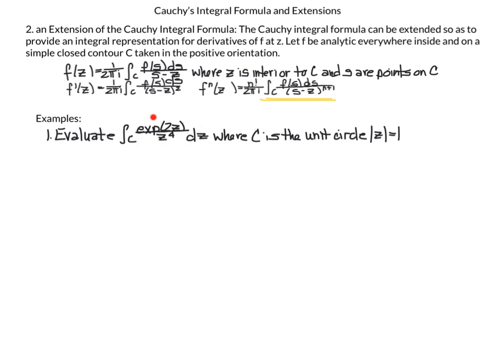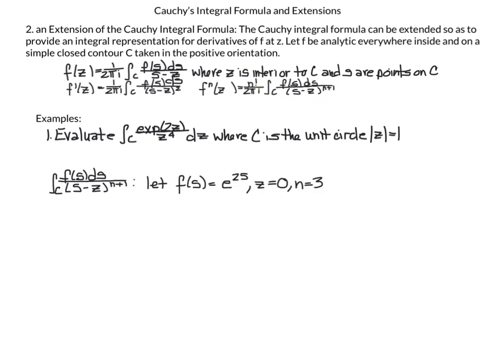So again, I want this into this form. I'm going to start by copying this form over here. And then looking at what I have here, I'm going to write my exp to z. I'm going to let that be my f of s. So f of s is equal to e to the 2s.